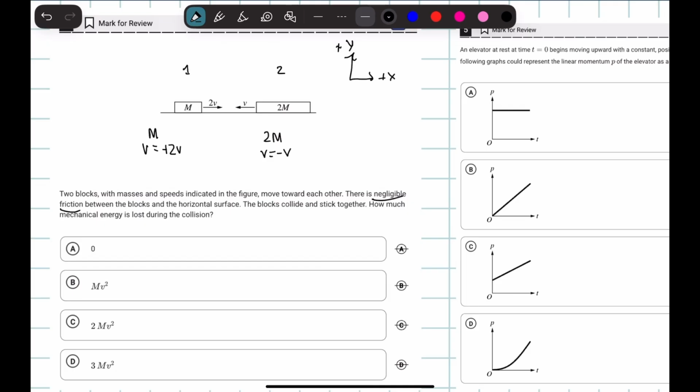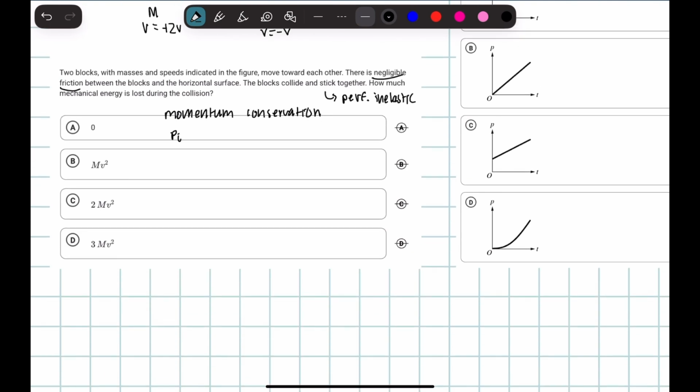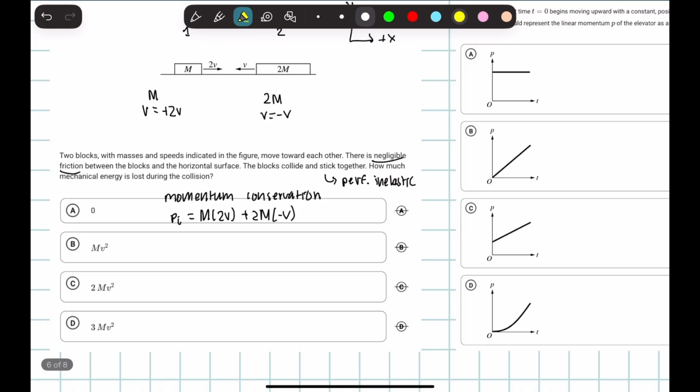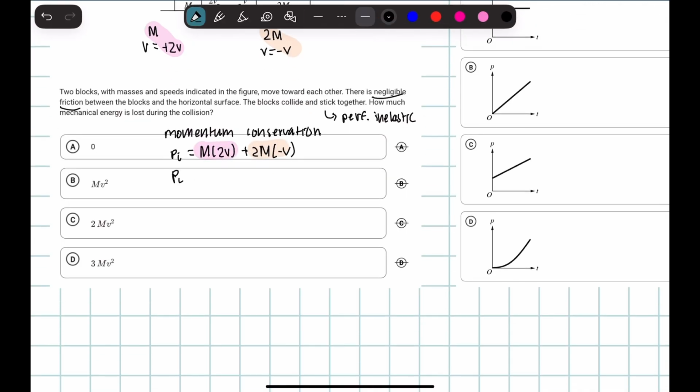So this is a perfectly inelastic collision. So if it's perfectly inelastic, then we can use momentum conservation, right? We can write out the initial momentum, which is m times 2v plus 2m times negative v. Now we can write this again as 2mv minus 2mv, which is equal to 0.